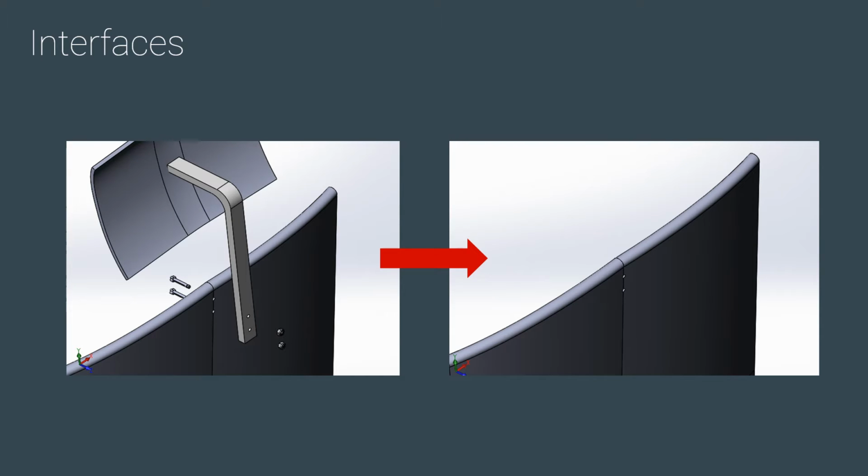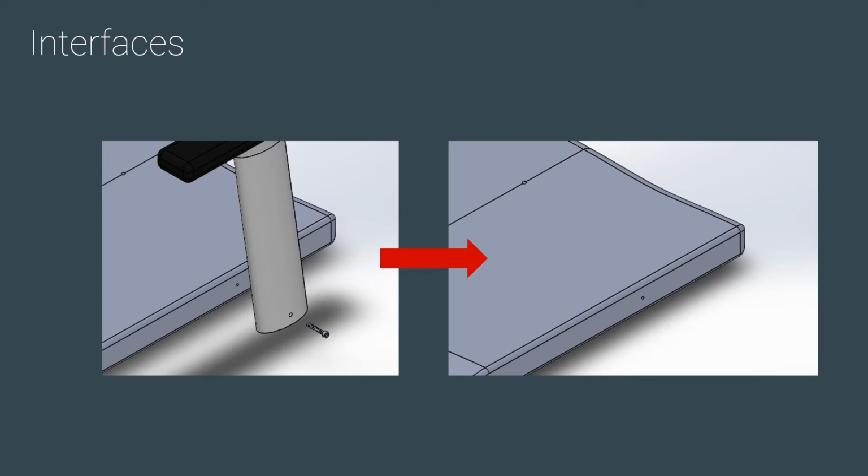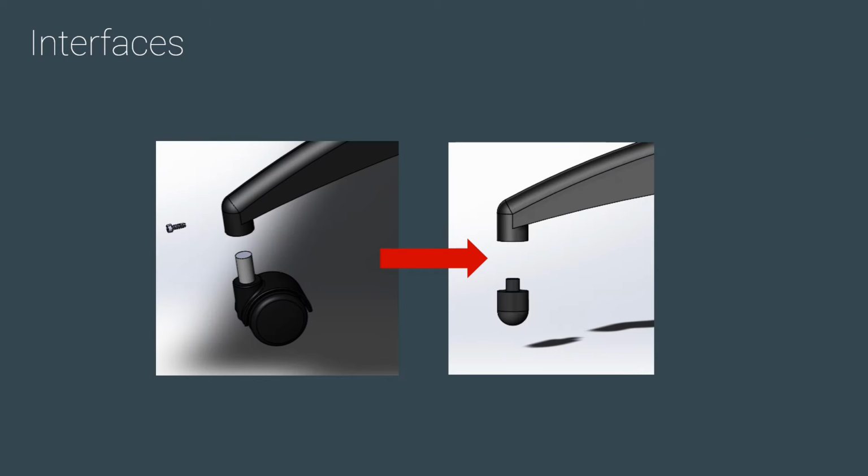Here you can see the interface of the neck support to the backrest, and also a depiction of what the interface looks like without the neck support in the secondary customer group. Shown here is the interface between the armrest and the seat bottom, as well as what the interface looks like without the armrest in the secondary customer group product. Here you can see the interface between the caster wheel and the seat leg, as well as the secondary customer group variant, which uses a nub instead of a wheel.